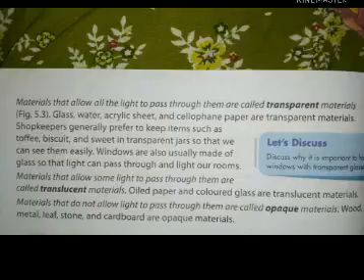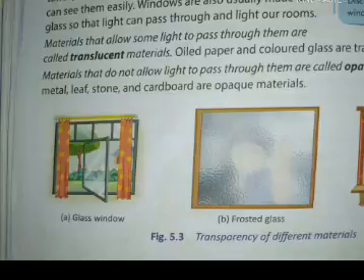Now, materials that allow some light to pass through them are called translucent, as we have seen. What are the examples? Frosted glass, as you can see in the picture. Oiled paper and colored glass are examples of translucent materials.